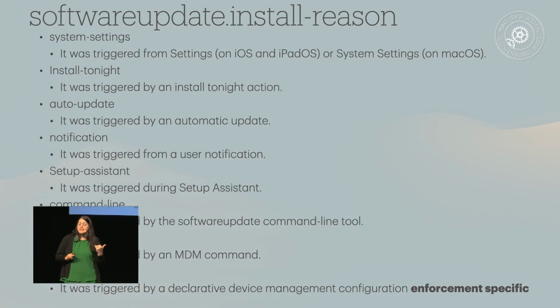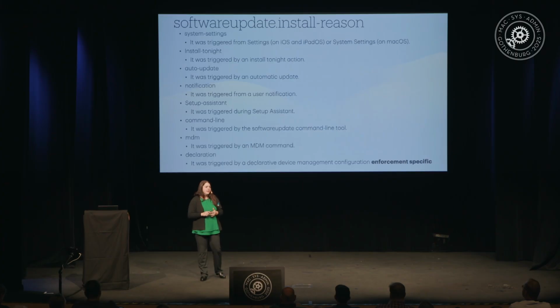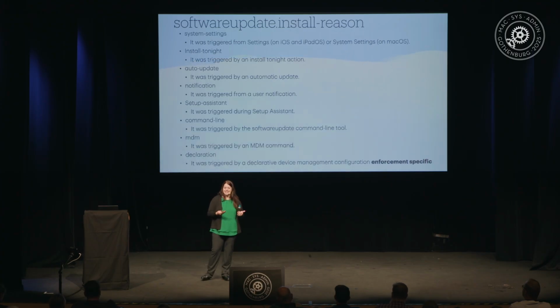We also, in that example, had a blank install reason. However, here's a list of some install reasons that you might see. Most of them are pretty self-explanatory. If you went and triggered it through Setup Assistant, the code is Setup Assistant. So pretty straightforward. You're going to see declarative most frequently if you're using declarative management.